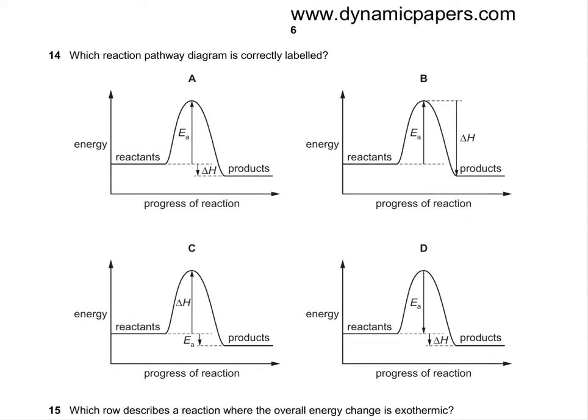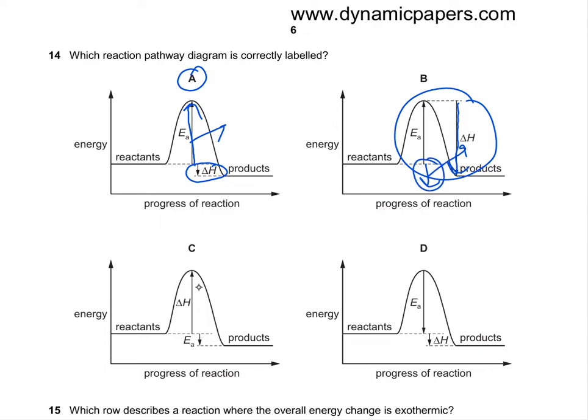Which reaction pathway diagram is correctly labeled? Here, that's the energy change, that's right. That's the activation energy, that's right. That's the enthalpy change, the energy change, yes. So A is correct. If we look at B, we will see that the enthalpy energy is wrongly labeled. That's not the enthalpy energy. The enthalpy energy is like this.